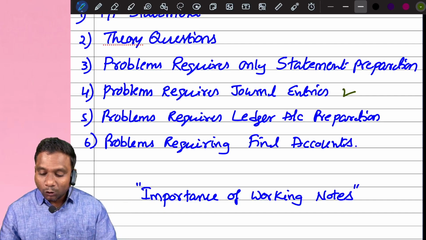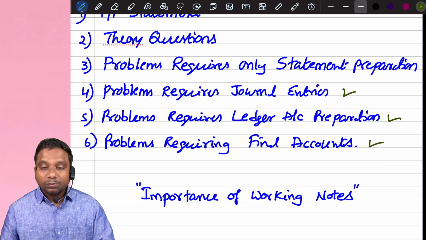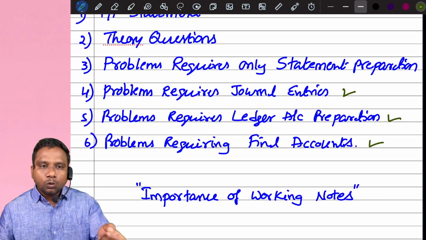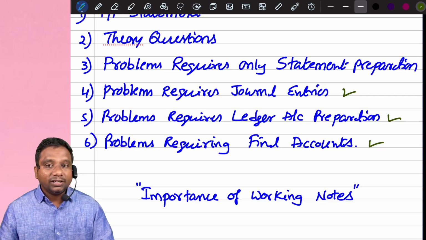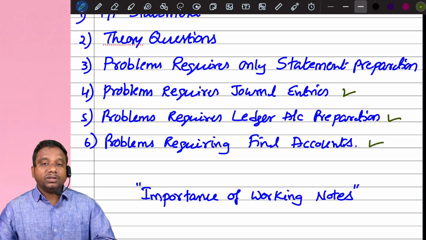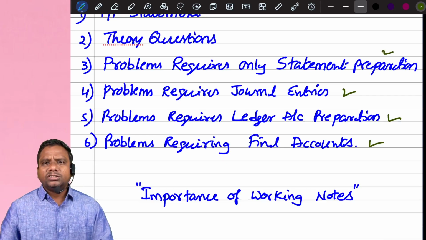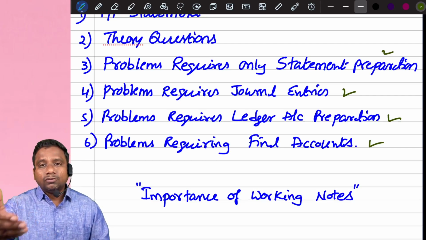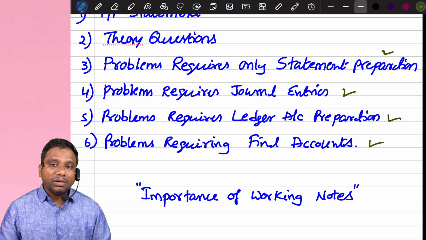Some problems may require preparation of ledger accounts only, and some problems require preparation of final accounts, like preparation of financial statements of a sole proprietor or not for profit organization, or preparation of final accounts from incomplete records. And some problems require preparation of statements, like bank reconciliation statement, valuation of inventory statement, preparation of trial balance. It is also a statement, no?